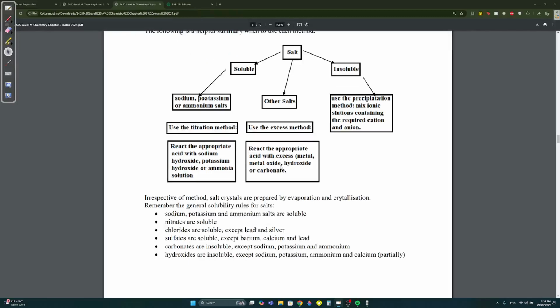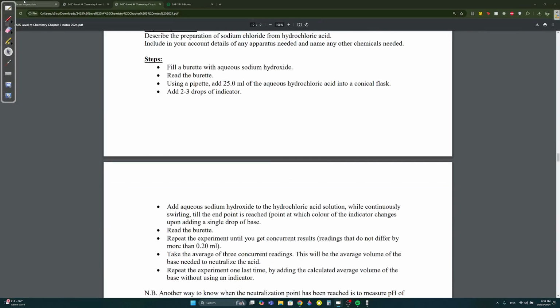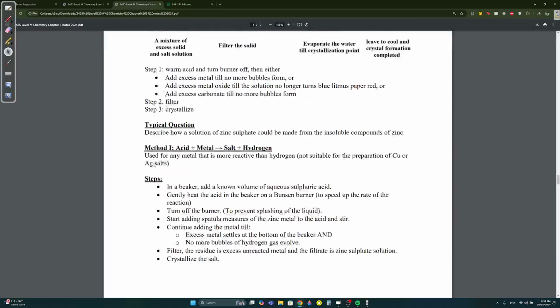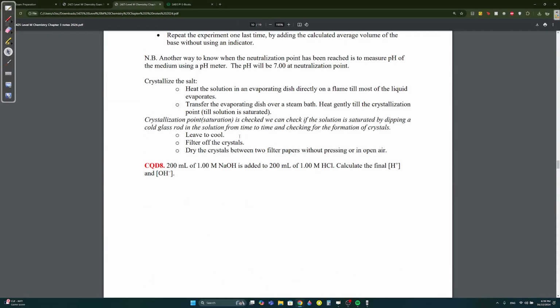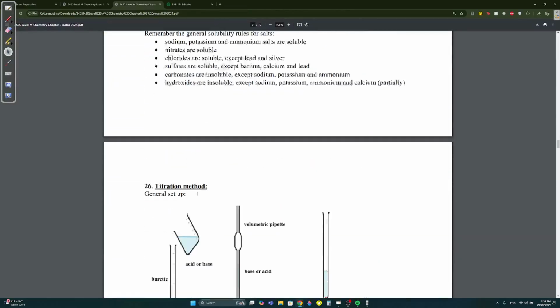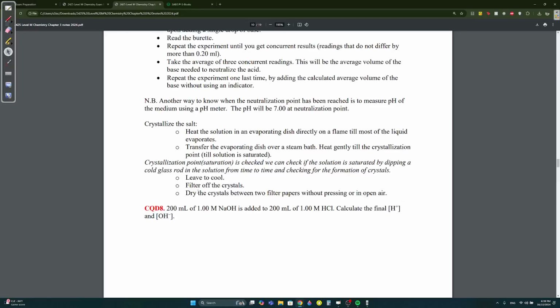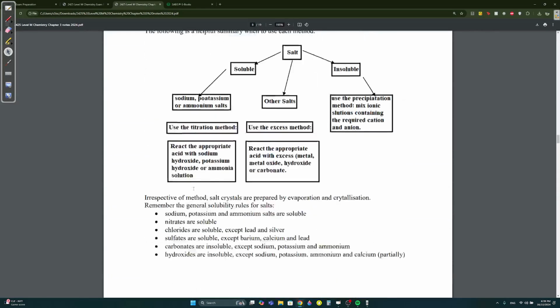I think I went through everything you need for salt preparation for tomorrow. Actually, no, I skipped a question. It was here after titration. Here. No, not this one. I saw the grid back then. I saw it. It was the grid, huh?